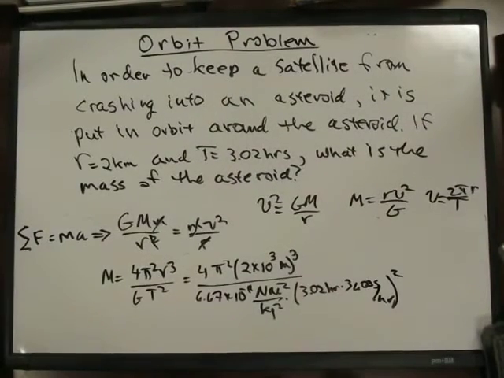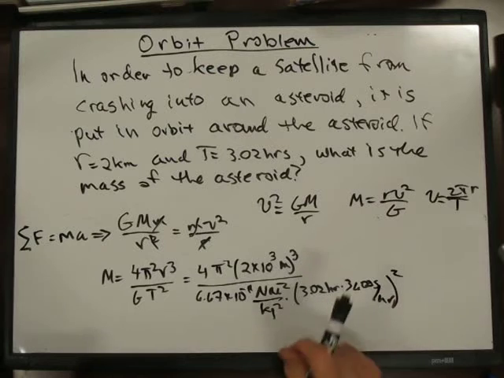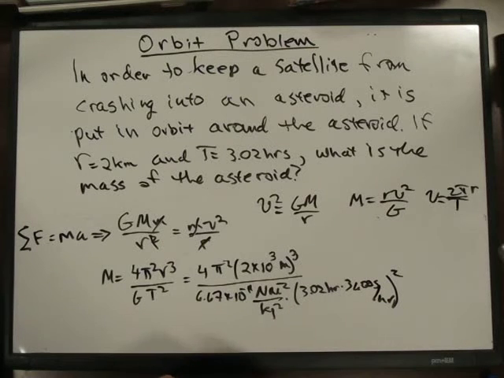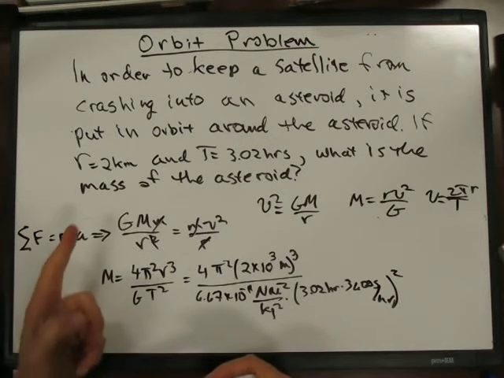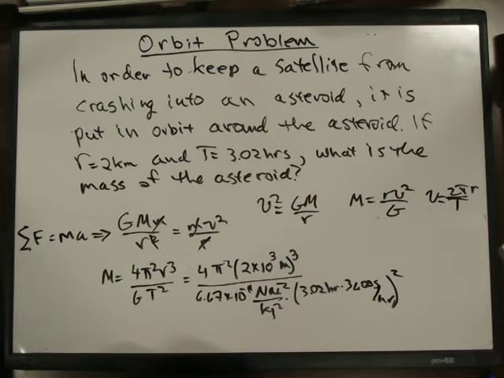So this is just an orbit problem. And the idea is that in order to keep a satellite from crashing into an asteroid, it's put in orbit around the asteroid. We send satellites out to observe asteroids sometimes, and sometimes we put them in orbit. And so if the radius is 2 kilometers and the period is 3 hours, it's asking what's the mass of the asteroid.